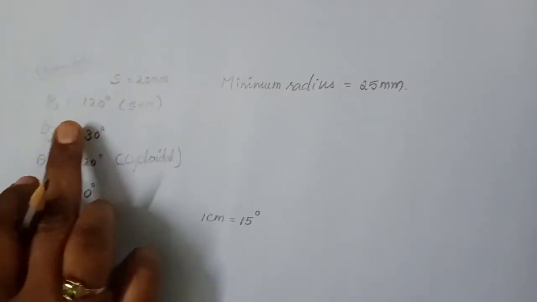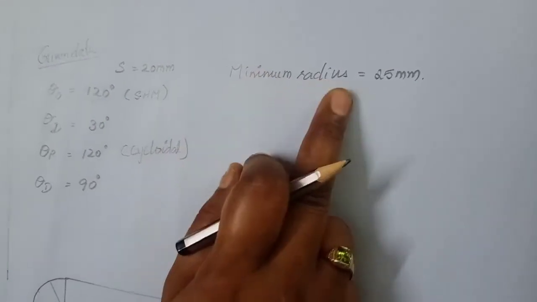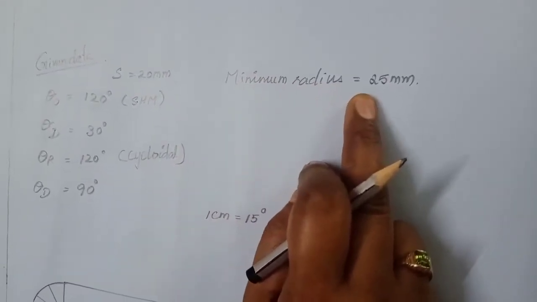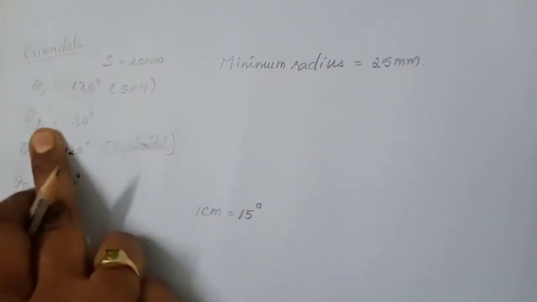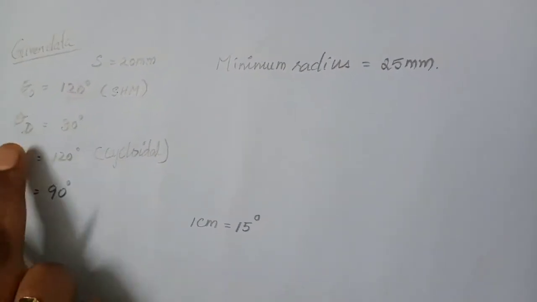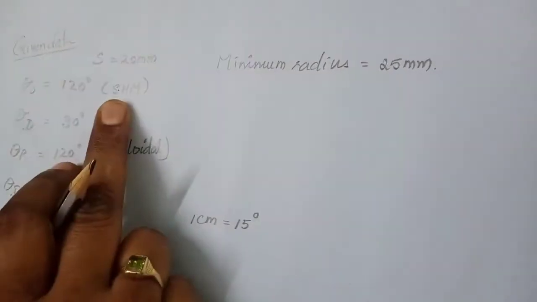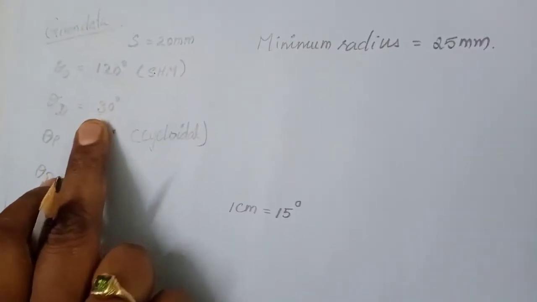Okay, question. I have taken the given data. So you have to write the given data like this. Stroke, that is 20 mm. Then minimum radius of the cam profile is 25 mm. Theta O, the outstroke, 120 degrees with simple harmonic motion, I have given in brackets. And then theta D, after reaching the outstroke, that is after reaching the 20 mm, it stays in the same position for 30 degrees, that is called dwell.